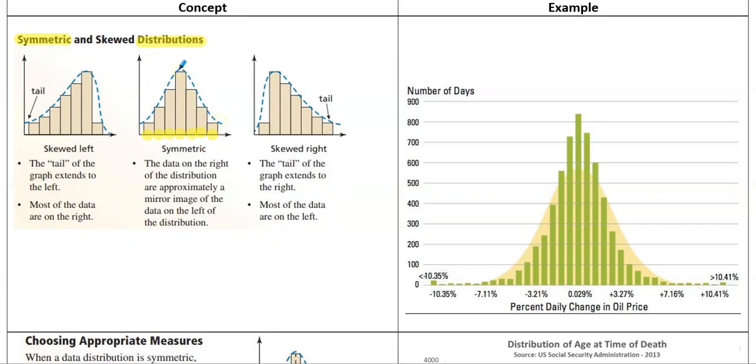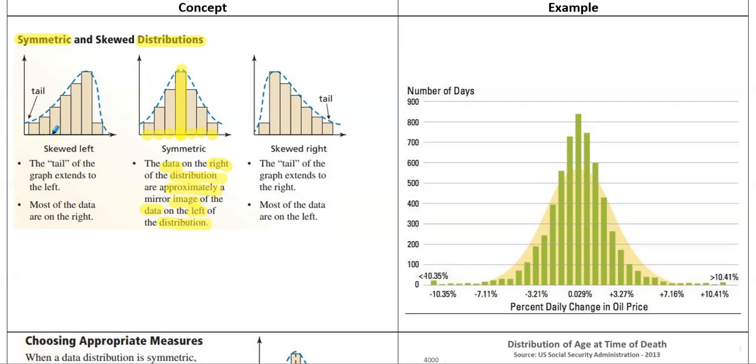And this is called symmetric because you could draw a line of symmetry. If you draw a line of symmetry, the left side and the right side are reflections of one another. So the data on the right of the distribution is approximately a reflected, or mirror, image of the data on the left of the distribution. Beautiful, it looks so good.